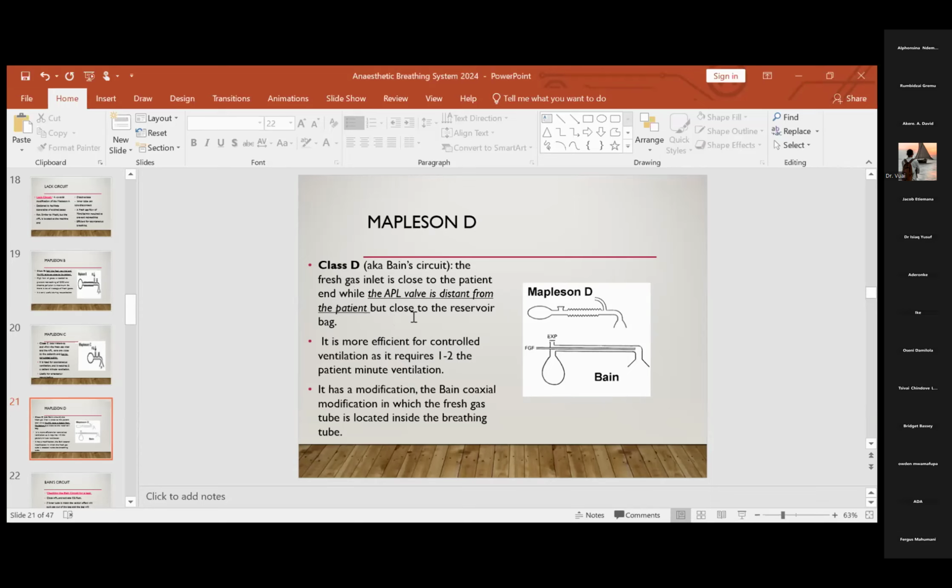For class D, the APL valve is distant from the patient, and it is more efficient for controlled ventilation as it requires 1 to 2 times the patient's minute ventilation. Just like the Mapleson A, the McGill circuit, it also has the coaxial modification, just like the one you see below. The fresh gas flow is located inside the breathing tube.